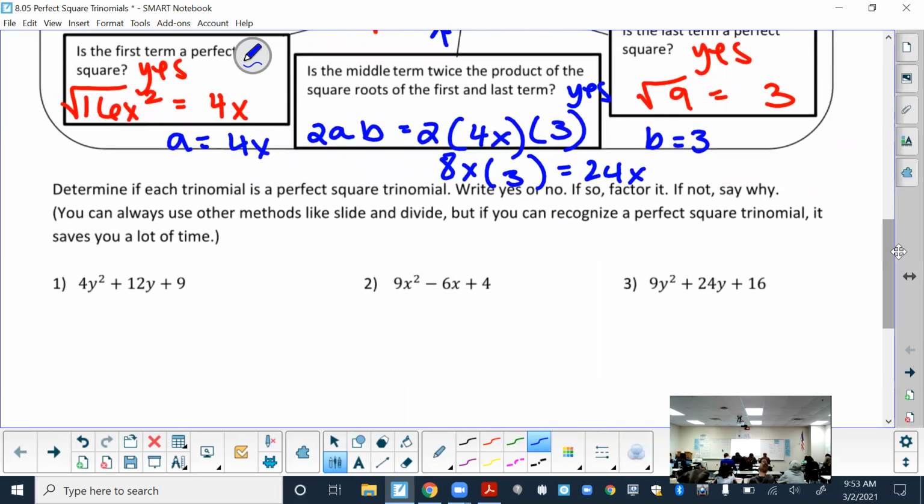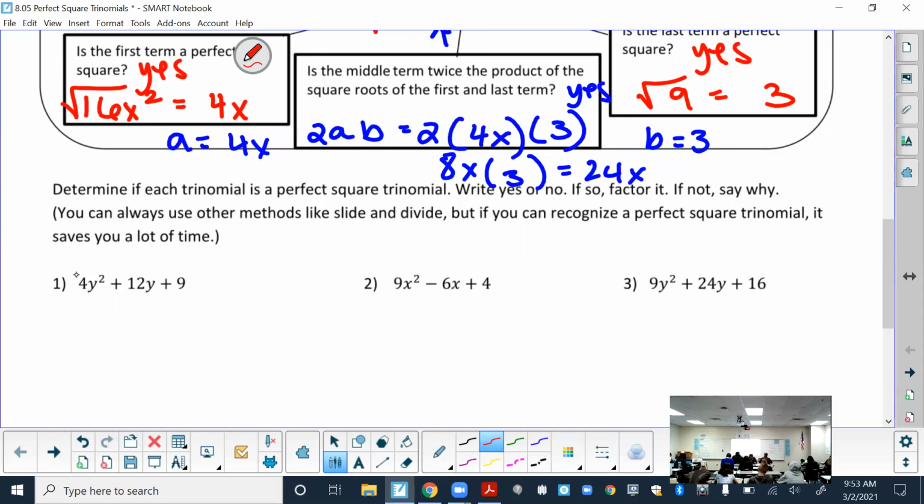All right, so scrolling down a bit. Down here for these examples, we'll do 3 together and then you'll try 3 on your own. We are going to determine if it's a perfect square trinomial, and if so, we're going to factor it. If it's not, we're just going to say why it's not. So this would be a good test question.